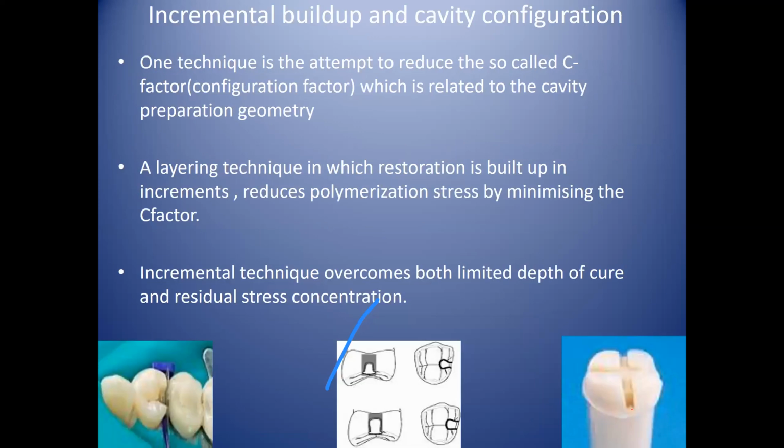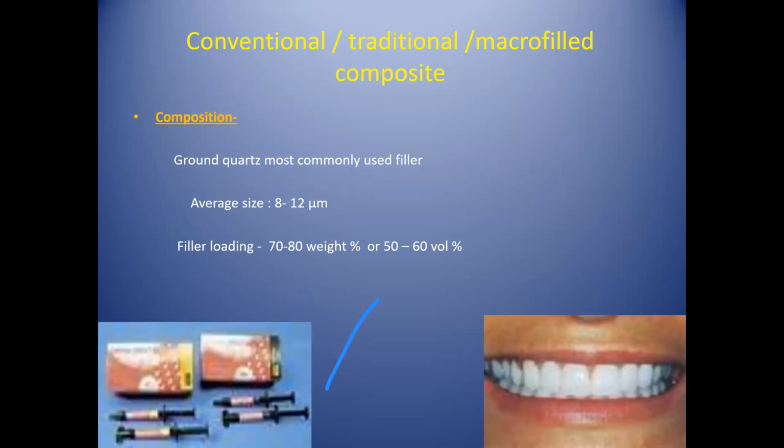So to reduce the C factor, we have various techniques, one of which is the incremental layering technique. That is, we do an incremental buildup of the composite material. Composite is layered in small increments so that the residual stress does not pull it towards the center. So we have better bonding and adhesive failure does not occur. So we have conventional or traditional microfill composite, whose composition is mostly ground quartz, the most commonly used filler.